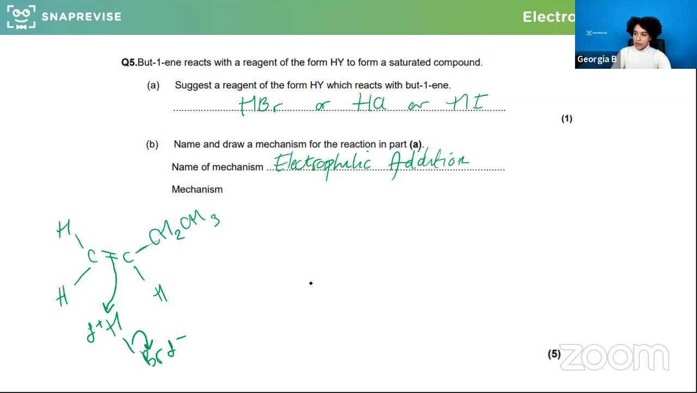Okay, cool, perfect. So the next thing I want to think about is, is my carbocation going to form on the left-hand carbon or the right-hand carbon? Is it going to form on the left-hand carbon or the right-hand carbon? Any ideas?